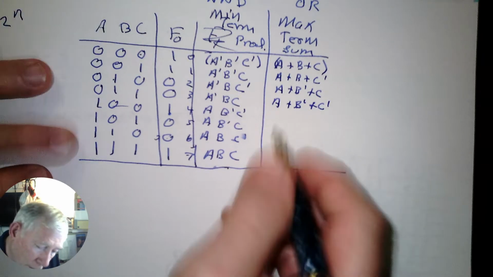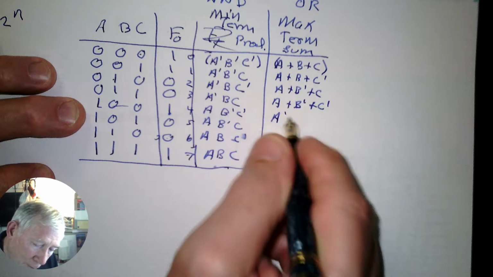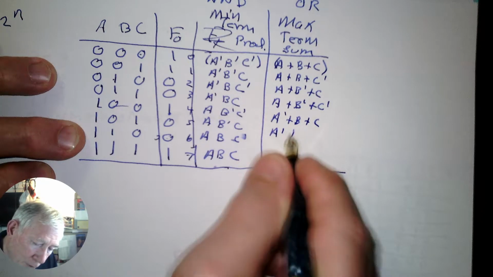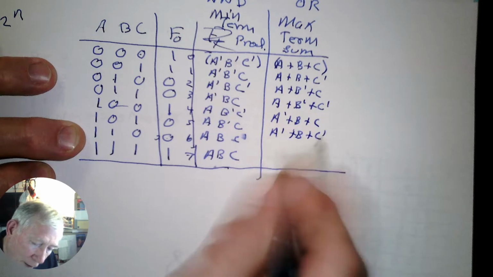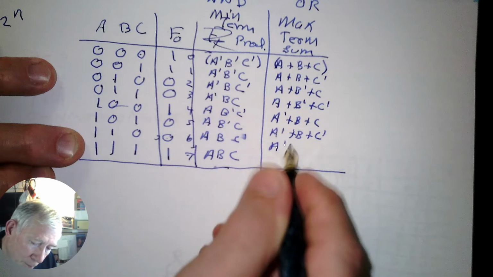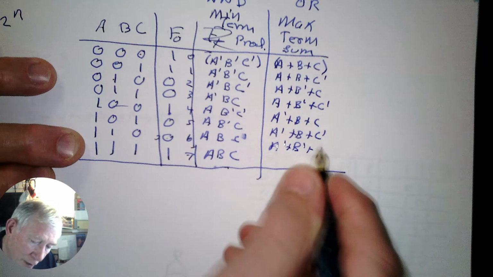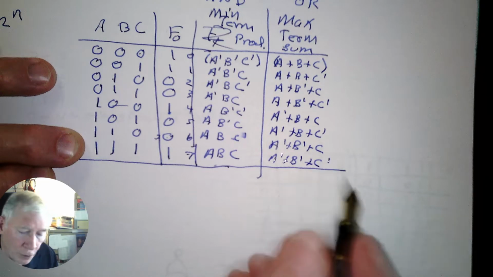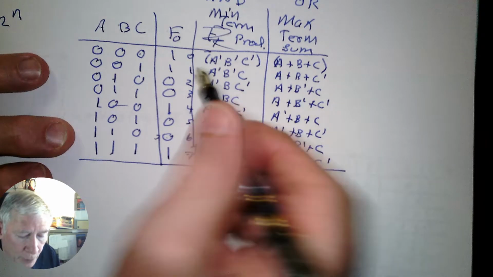And finally, then it's going to be A prime plus B plus C. And then it's going to be A prime plus B plus C prime. And then A prime plus B prime plus C. And then finally, A prime plus B prime plus C prime. Now notice, these are ORed together, these are ANDed together.